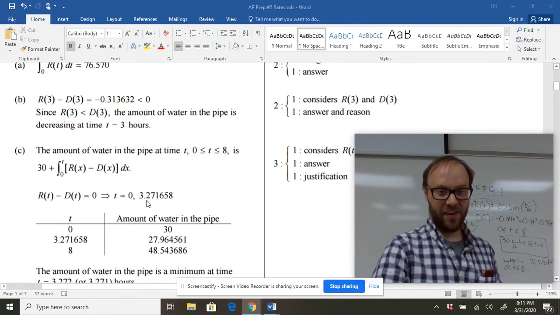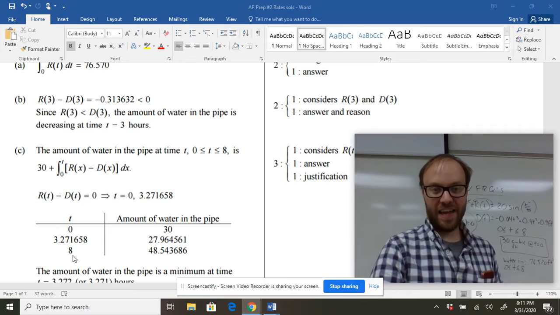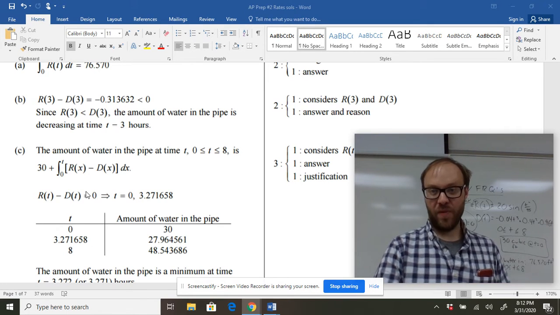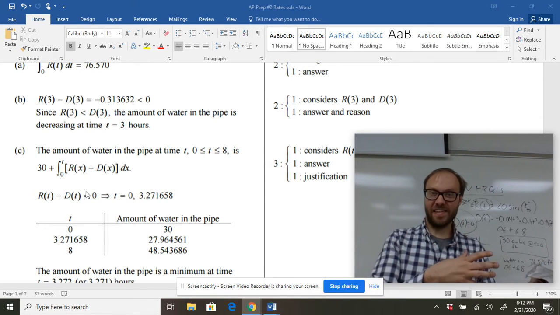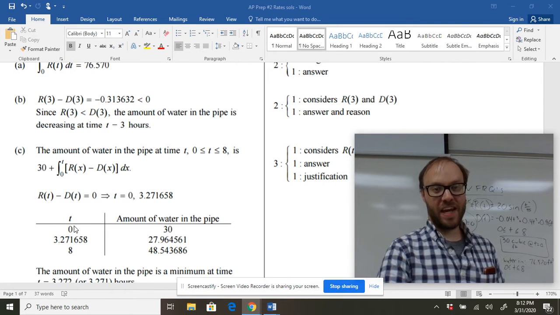Turns out you can see here they're checking the endpoints, how much water is at the start, how much water is there at the end, at the 8th hour. 3.271568 hours is the time when the overall rate's equal to 0. That's the point at which, actually, you could set the rate in equal to the rate out. Okay, the water's leaving exactly as fast as it's coming in, and you could solve that as well. Anyways, they're going to check those 3 points.